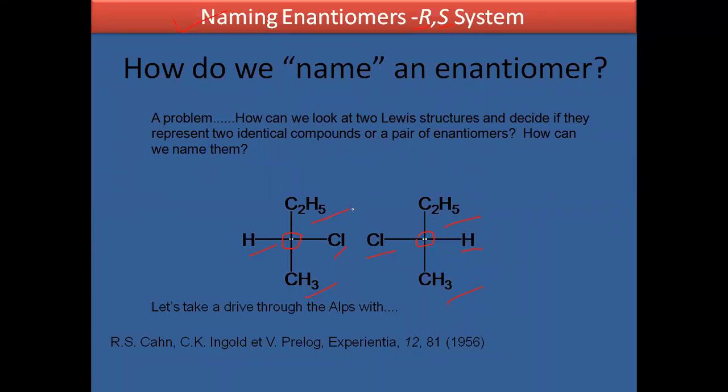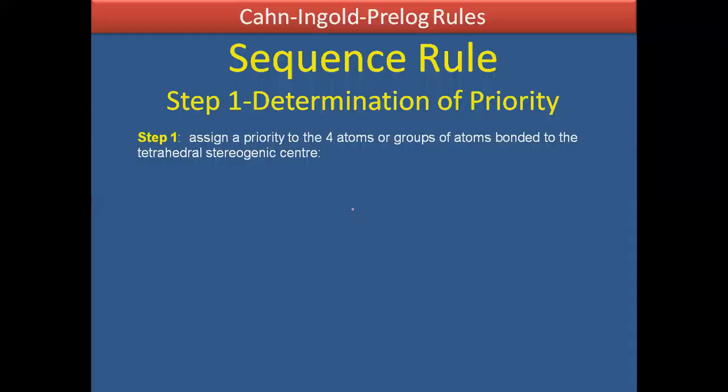They gave some idea of how the particular configurations are assigned to the enantiomers. They decided on two rules to give the name in the form of R and S. The first rule is the sequence rule and the second is the convention rule. First of all, we have to discuss the sequence rule.